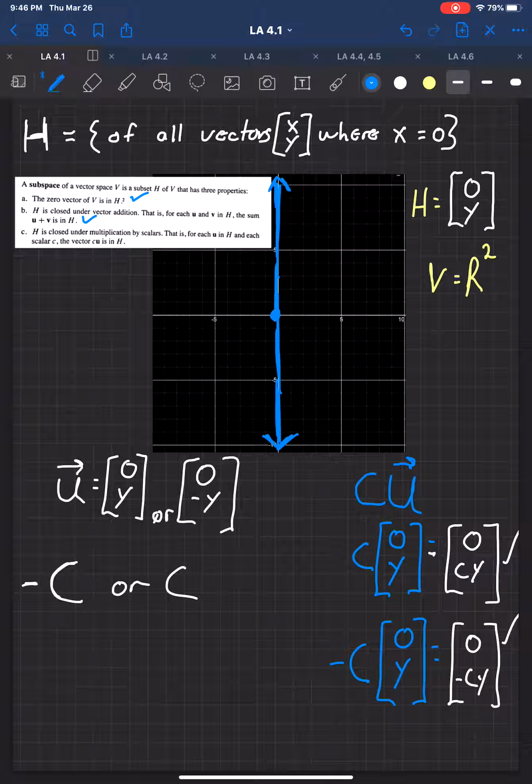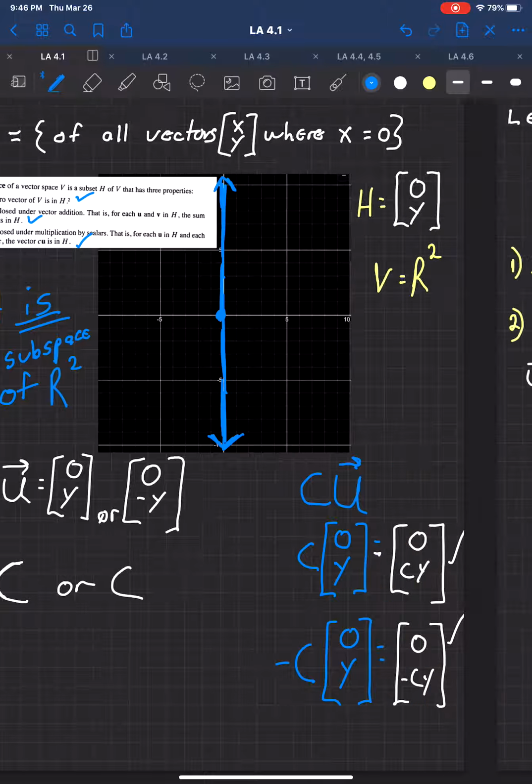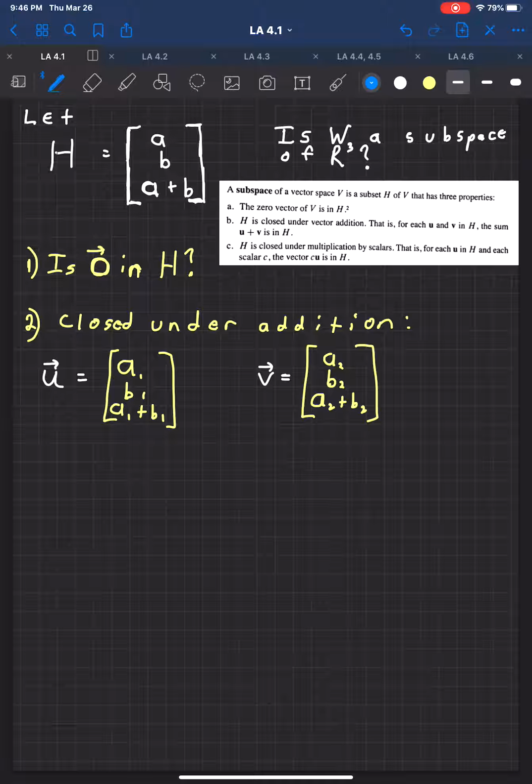In other words, H is also closed under multiplication of the scalars. We have met all three axioms. So in this case, H is a subspace of R2. All right. So we don't get any better at math unless we keep doing math. Okay, that is the scenario. So we have to keep playing this game.